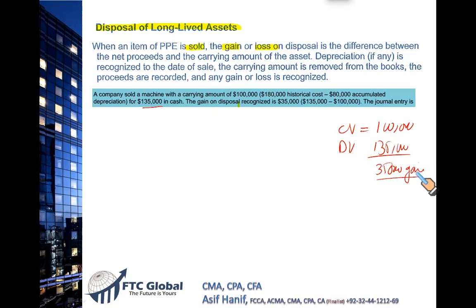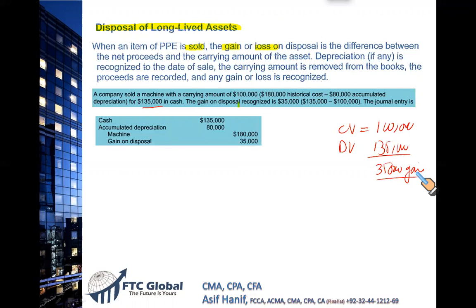But sometimes we have to bring it into the recording, so into your accounting system. You will enter it in your journal. The entry you will make: debit cash, 135,000, that's what you're receiving. Since the asset is being disposed, you have to remove the accumulated depreciation from your books of account. You will debit the accumulated depreciation because accumulated depreciation has a credit balance. To remove, you have to debit it. You have to remove the cost of the asset from the books, so you need to credit it.